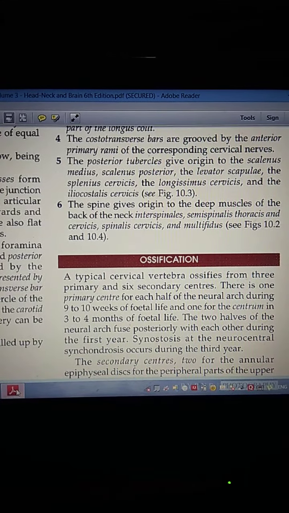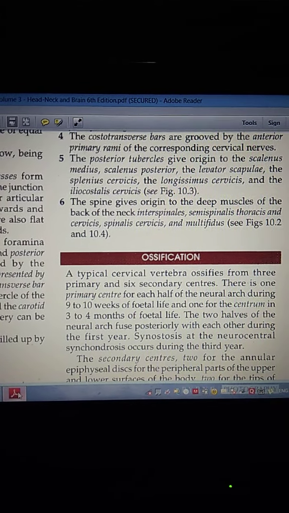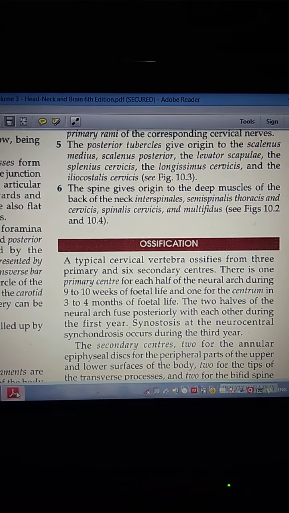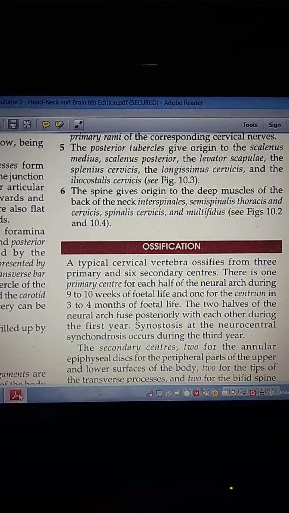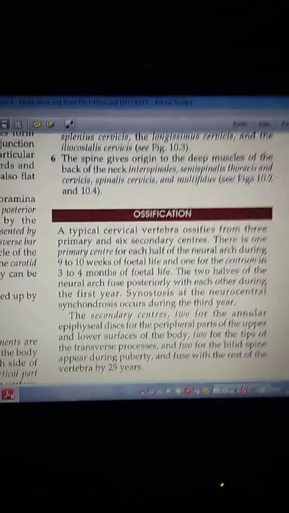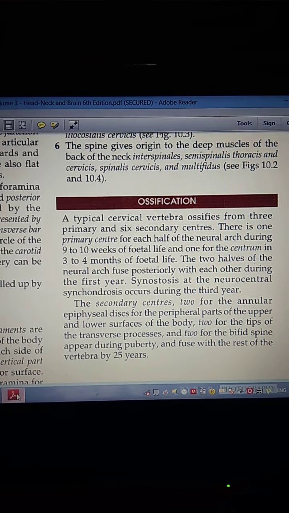The posterior tubercle gives origin to the scalenus medius, scalenus posterior, levator scapulae, splenius cervicis, longissimus cervicis and iliocostalis cervicis. The spine gives origin to the deep muscles of the back of the neck.